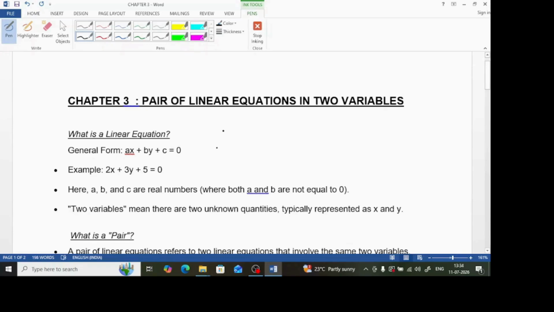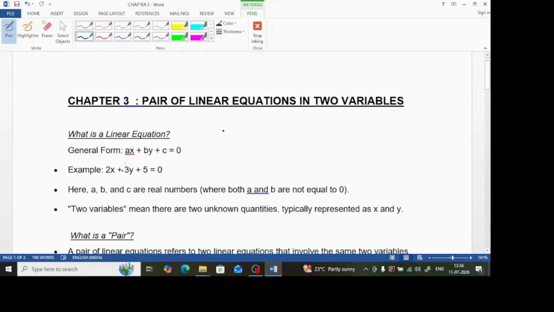Hello students, today we are going to start chapter number 3, pair of linear equations in two variables. Let us first understand the meaning of linear equation. The general form is ax plus by plus c is equal to 0. Let us take an example: 2x plus 3y plus 5 is equal to 0. It means here the value of a is 2, the value of b is 3, the value of c is 5.